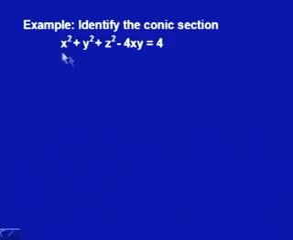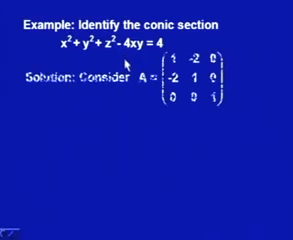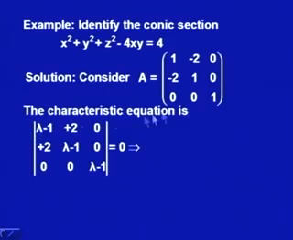Now in this example, you have to identify the conic section. The conic section is given as x square plus y square plus z square minus 4xy is equal to 4. It's a 3-dimensional surface. To identify what it represents, we have to calculate its inertia. For that, we first write down the corresponding matrix A, where the terms in the diagonal are 1, 1, 1, and this minus 4 corresponds to minus 2 and minus 2 in these positions in the matrix A. Then we calculate the eigenvalues.